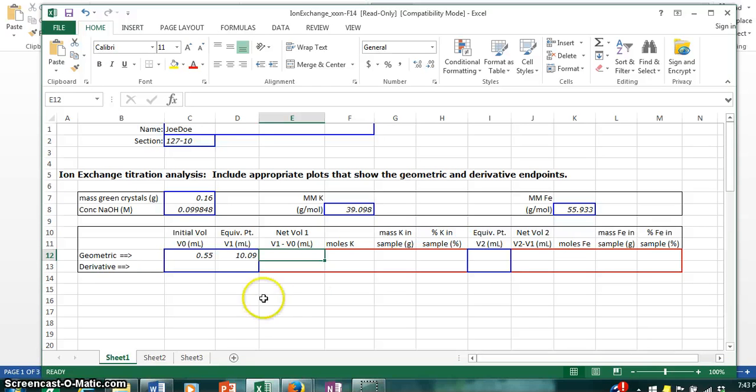Okay, here's a calculation. Remember, red boxes are calculations. They have to start with the equal sign. I'm just finding V1 minus V0. So V1 is cell D12 minus C12. Hit enter, all good.